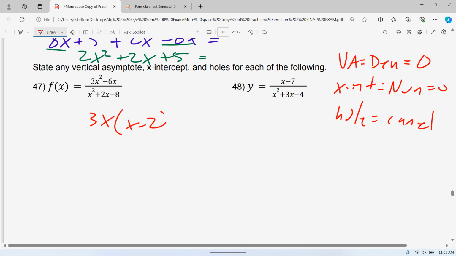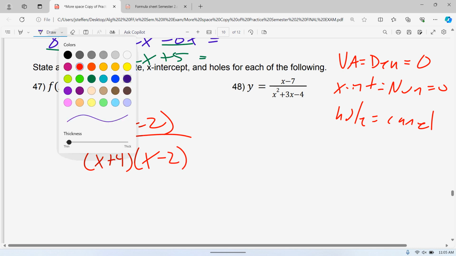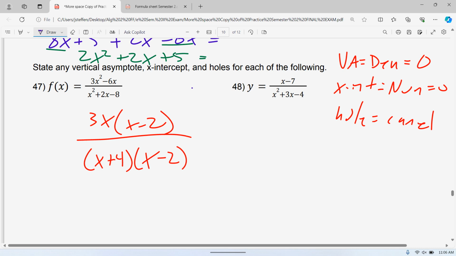Factors that add up to be 2 are x and x minus 2, which multiply to be -8 and add up to be 2. Again, it definitely is worth double checking that. So the x minus 2 cancel, and we end up with 3x over x plus 4.